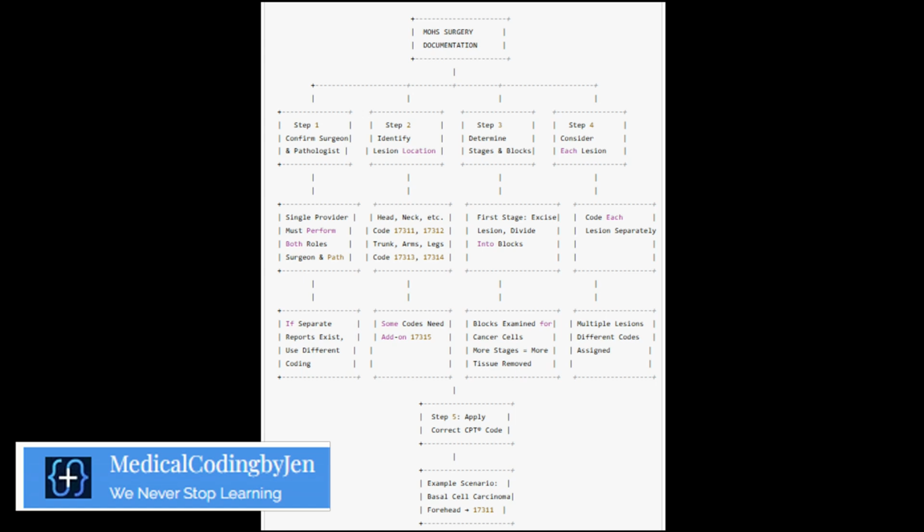Mohs requires that a single physician act as both surgeon excising tissue and pathologist, immediately examining excised tissue to determine clear margins. Per CPT, if either of these responsibilities is delegated to another physician or qualified healthcare professional who reports the services separately, the Mohs codes should not be reported.